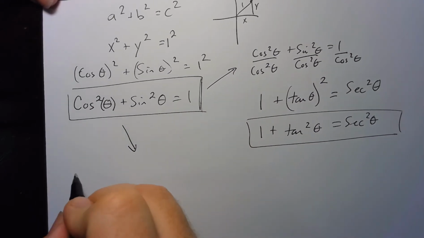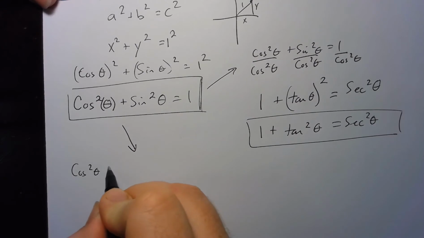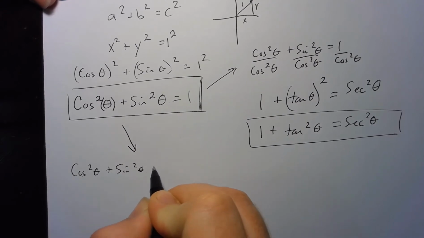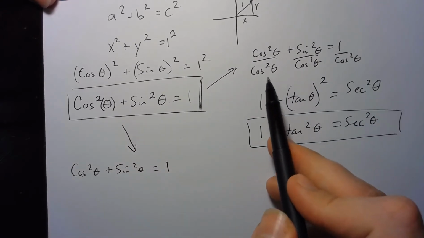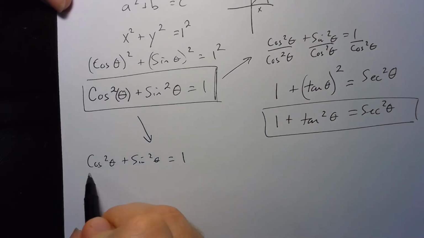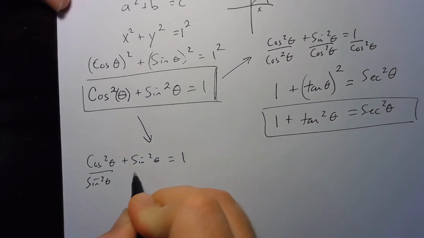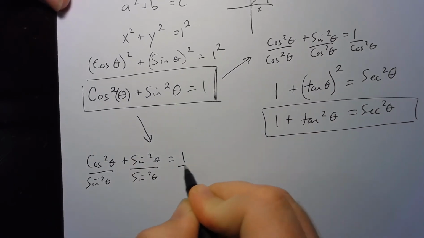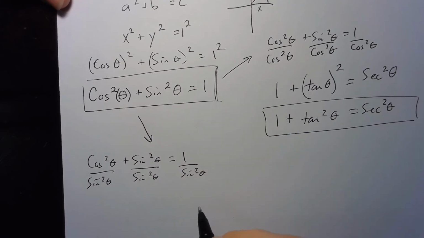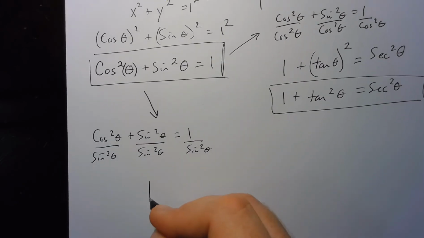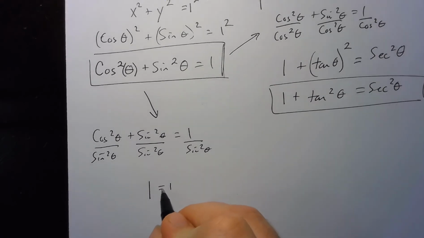Now, there's one more thing that we can do. In this original identity, cosine squared plus sine squared equals 1, instead of dividing by cosine squared, we can divide everything in here by sine squared, and come to the conclusion that this piece here in the middle is going to be 1, because sine squared divided by sine squared is 1.